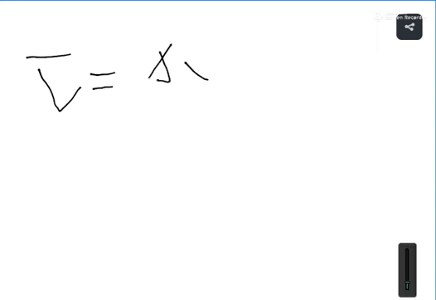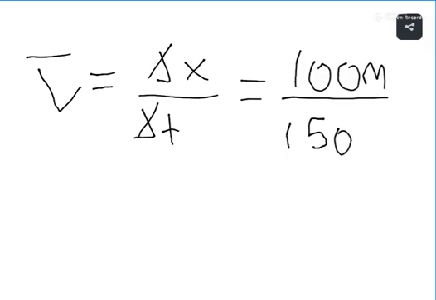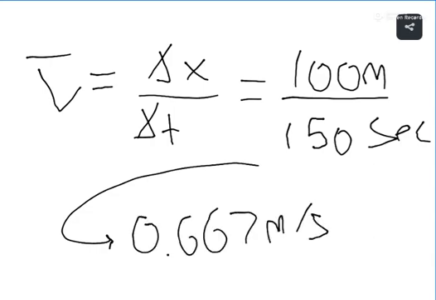So in order to solve the equation for this, we have to know that v bar, which is the average velocity, is going to equal delta x over delta t. And we know that our delta x was 100 meters, and our delta t was 150 seconds. So solving this equation here would give us 0.667 meters per second east.